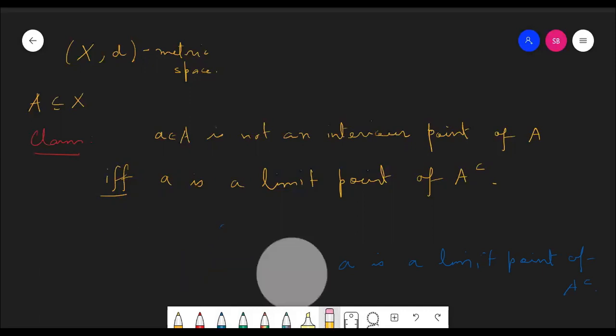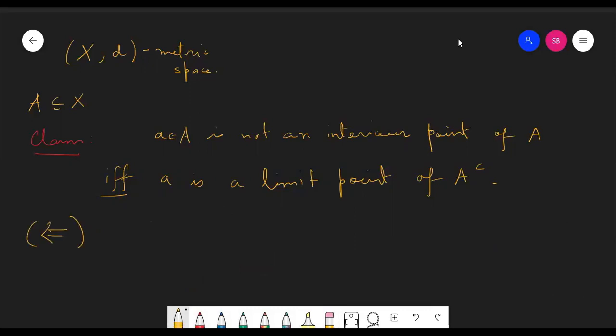And let me erase this. And then again for the reverse direction. So if A is a limit point of A complement, then for any neighborhood around A, we'll get some point of A complement inside it. Thus, no neighborhood around A can be completely contained in capital A, right? That implies A is not an interior point of A. So like this, you will try to find interior points and limit points of a subset of a metric space.